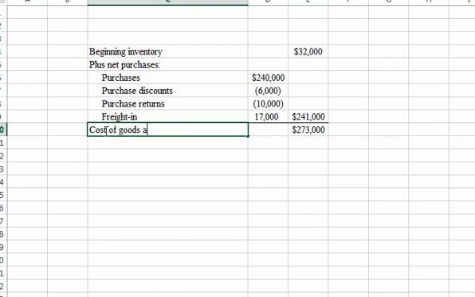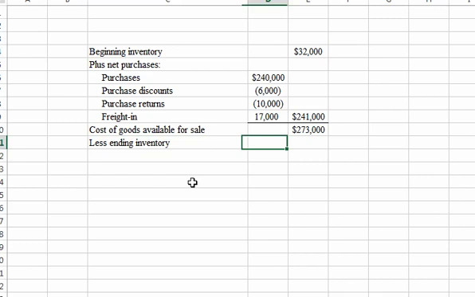We're going to call that cost of goods available for sale. Okay, that still doesn't get us the cost of goods sold though. To get there, we want to deduct ending inventory. So we're going to say less ending inventory, which was June 30th, 2016. Inventory balance is 40,000.